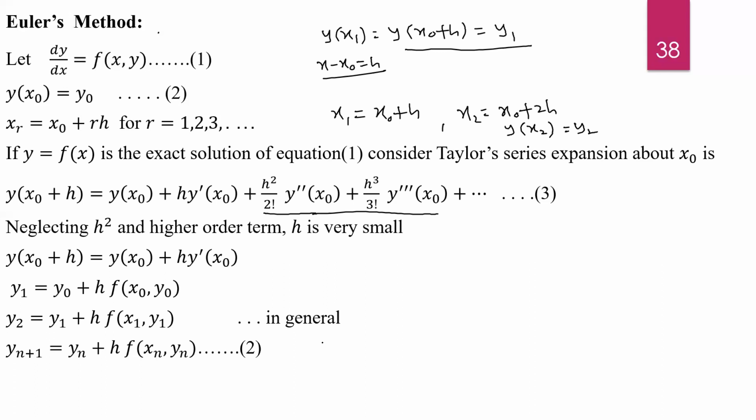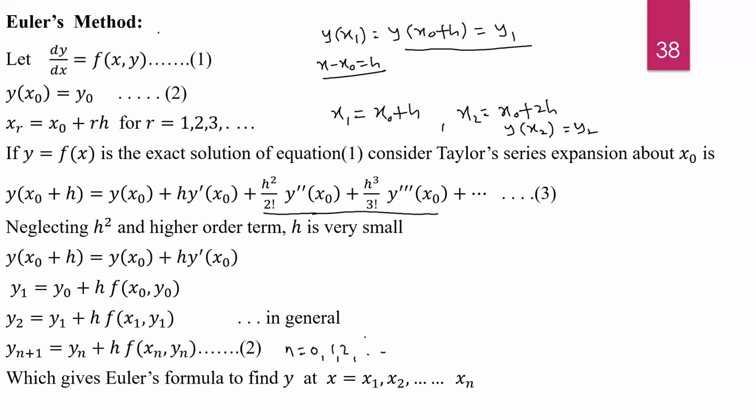Now here we can run n is equal to 0, 1, 2 and so on, which gives Euler's formula to find y at x is equal to x1, x2, and so on up to xn. So this is the Euler formula. y suffix n plus 1 is equal to yn plus h times f of xn comma yn, whatever function is given for the dy by dx.